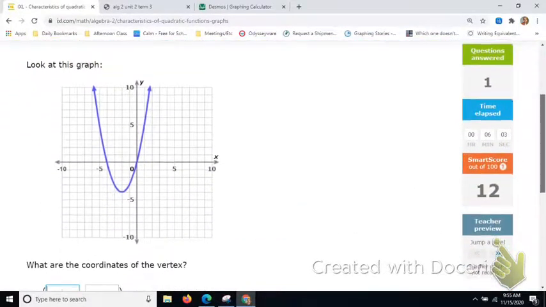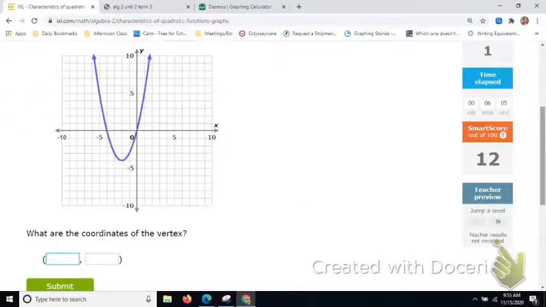This one is asking for the coordinates of the vertex, and it helps you out. It gives you an ordered pair. So this is my vertex down here at the bottom. I need to remember that x goes first. So it's 2 to the left, so -2, and it's down 4. So I'm looking at the coordinates for this point. It's going left 2 and down 4.